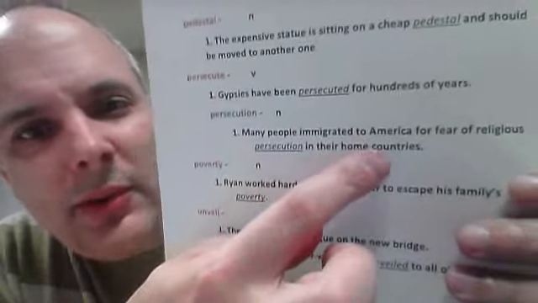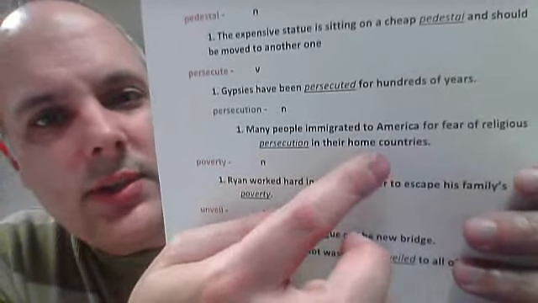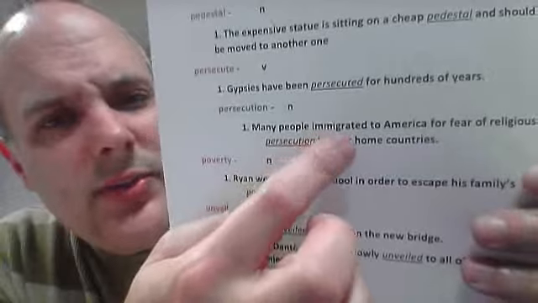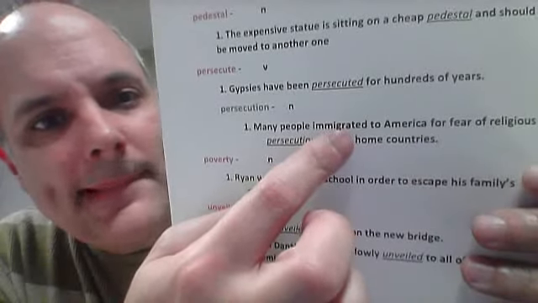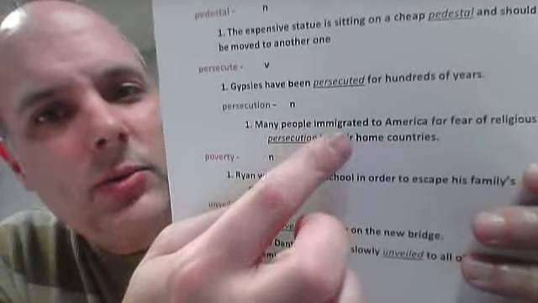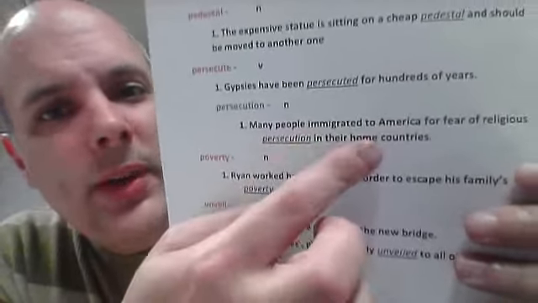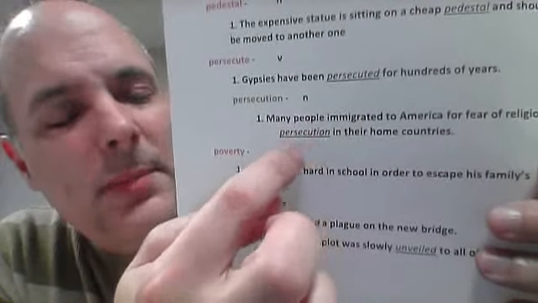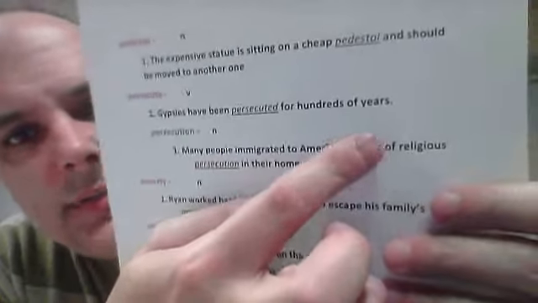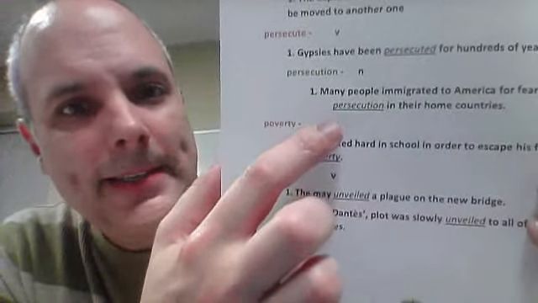So many people immigrated to America for fear of religious persecution in their home countries. So they immigrated. I use this one as a verb, okay? Before we had the word immigrant, it was immigrate. So they're moving their house. So they moved to America because in their home countries, people didn't like them, because of their religion. Yeah, religious persecution. Yeah, it's not good.